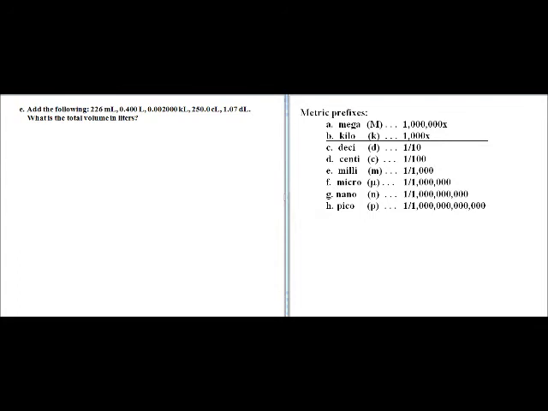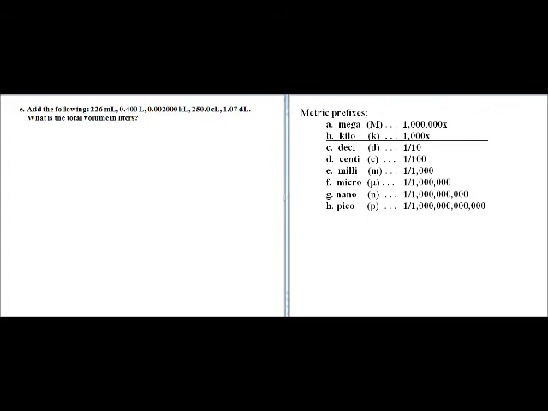It's asking us to find the total volume in liters of these different numbers, but each different number has different units. 226 milliliters, 0.400 liters, 0.002000 kiloliters, 250 centiliters, and 1.07 deciliters. Now, in order to add these together, they need to be all in the same units, so we'll have to convert them all to liters before we add them.